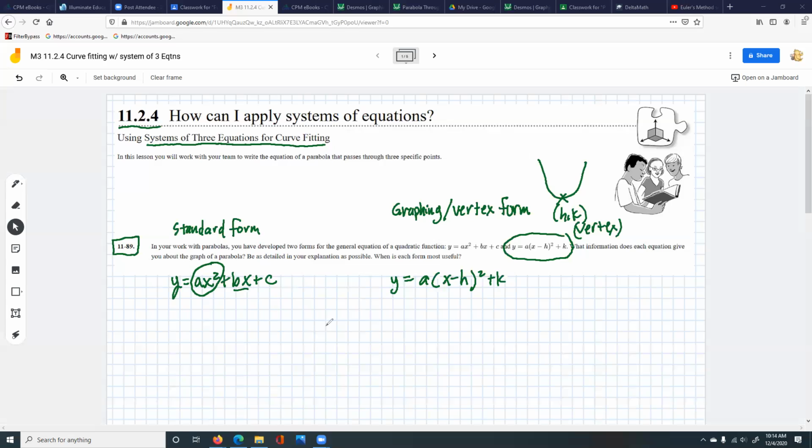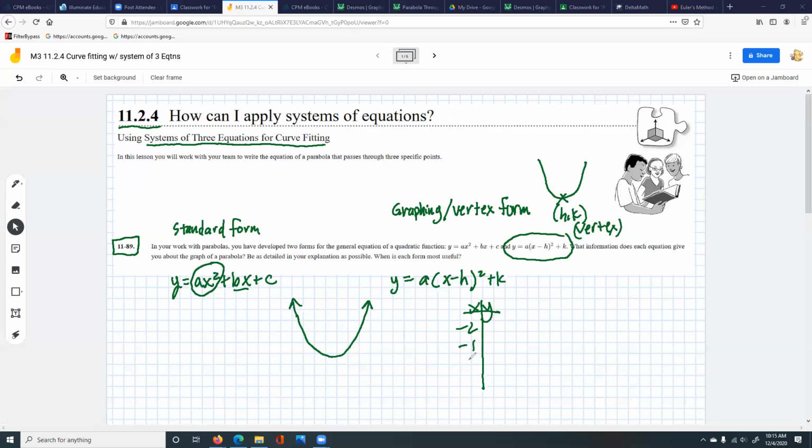Now, how many points do you think we need to have on a parabola in order to write an equation for it? How many points do you think we need to know on a parabola? Guesses, guys? 3. Okay, Kyle says 3. Anybody else? What do you guys think? 5. 5 points? Okay, good. 2. 2. Okay, all good answers.